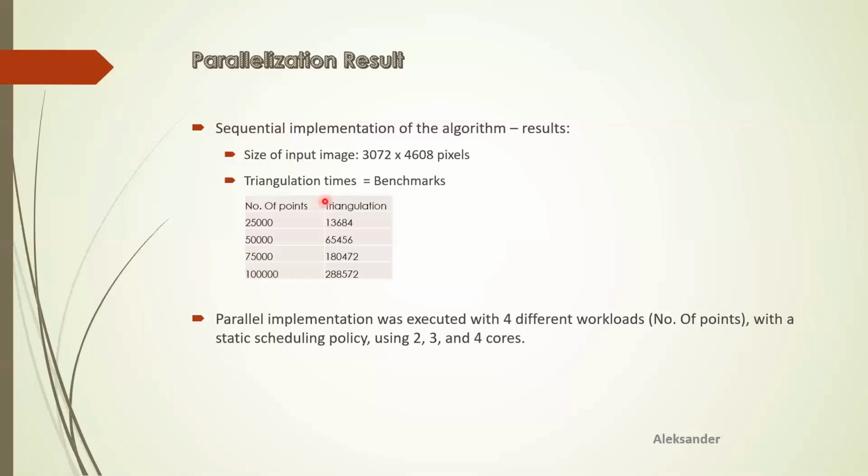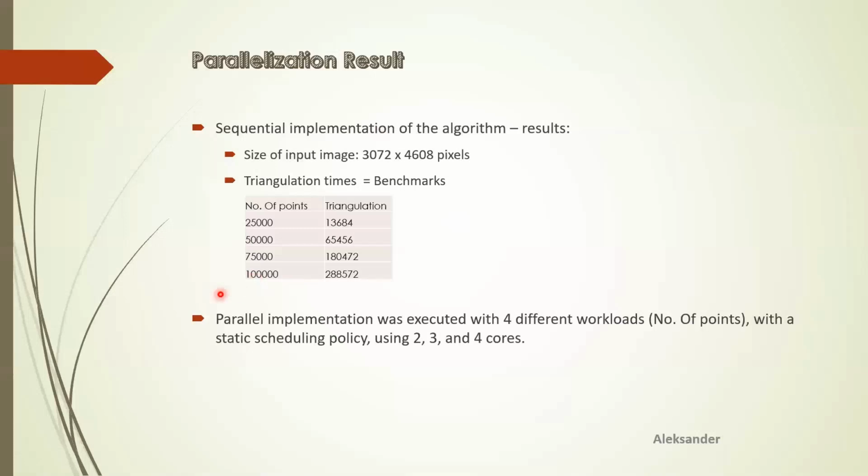We got 4 different triangulation times out from this. For 25,000 points, it was 13.6 seconds. For 50,000, it was 65.5 seconds. For 75,000, it was 180.5 seconds. And for 100,000, it was 288.5 seconds. These times worked as our benchmark, and we used that to calculate the speedup of our parallel implementation for the different number of points.